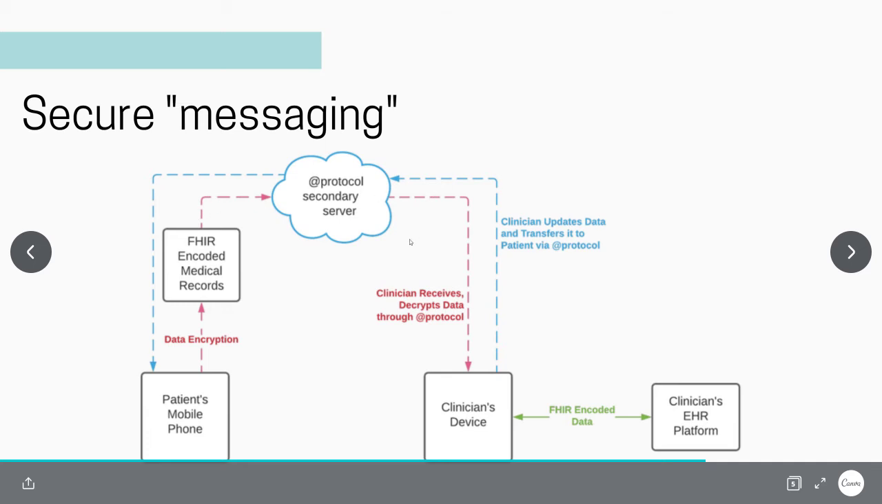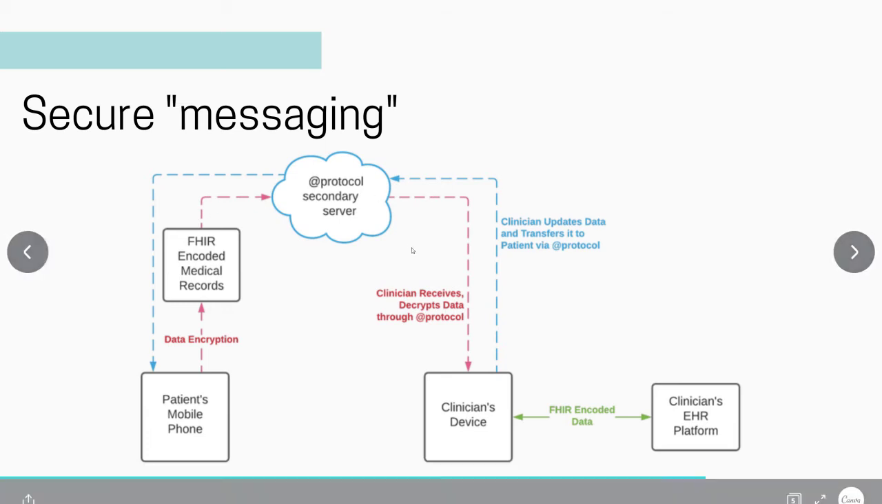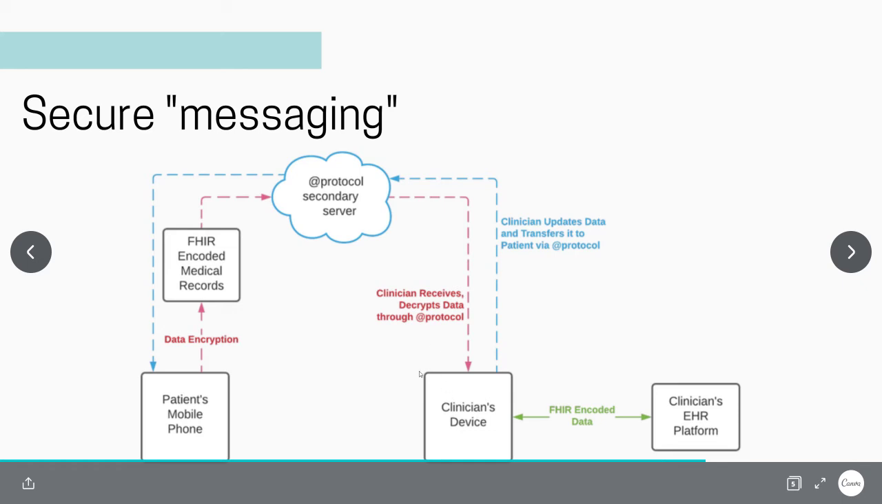This ensures that the data is secure at all times, and when the clinician has access to the data, they can then link it to their EHR platform of choice, and since it uses FHIR, it should be universally acceptable. The clinician will then have the opportunity to update the data and then store it into the app protocol secondary server, again using end-to-end encryption.